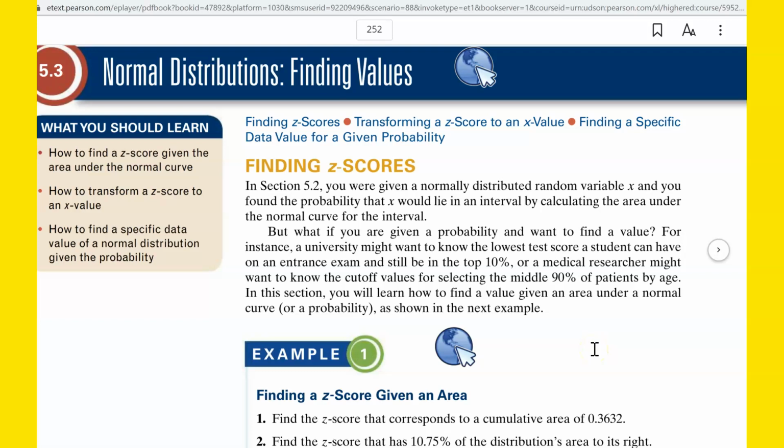We're on section 5.3, still on normal distributions, which is what the whole chapter 5 is about. This time we're finding values. Before we were finding z-scores or finding percentages, but this time we're going to be given a z-score, given a percentage, and finding the value associated with that.